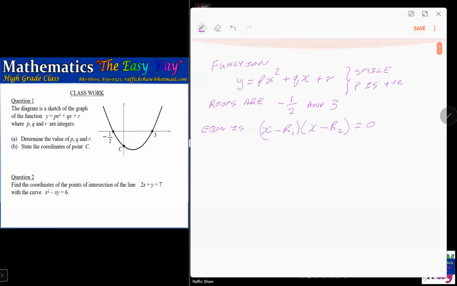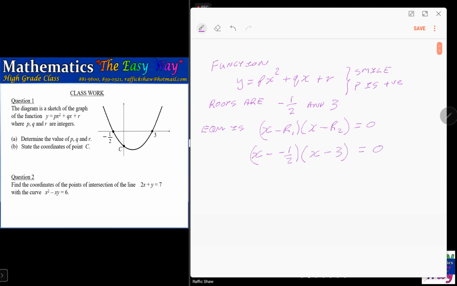As I've said, you would normally have a constant out here, but because you have the 0 over here, if you divide by the constant, it will be gone. So we'll just leave it off, there's no need to show it. Every equation can be written in that form: x minus one root times x minus the other root equals 0. And the roots are negative half and 3, so you put in the values carefully. It becomes x minus negative half, and the minus minus there is positive. And the second one will be x minus 3 equals 0.